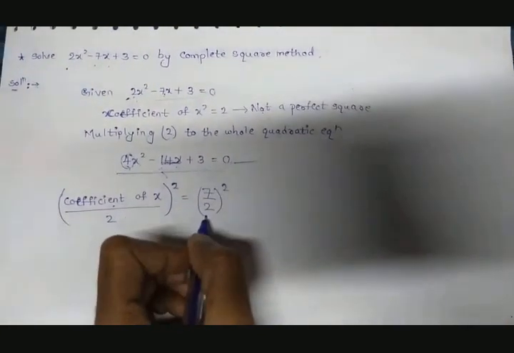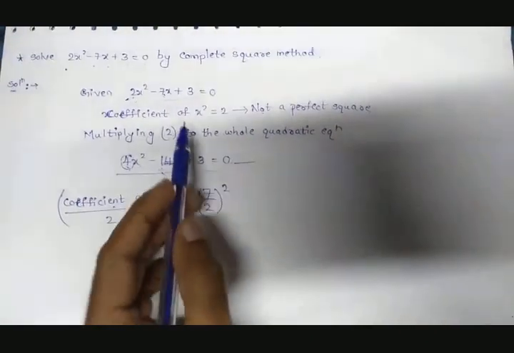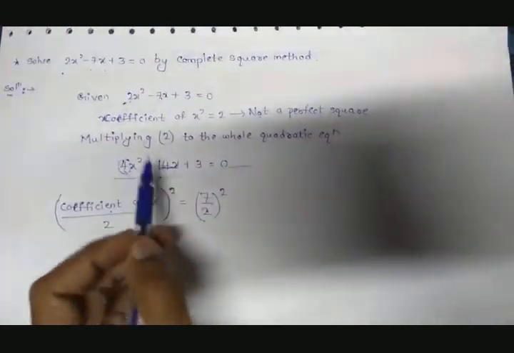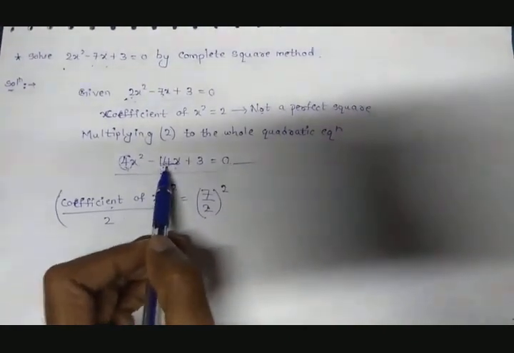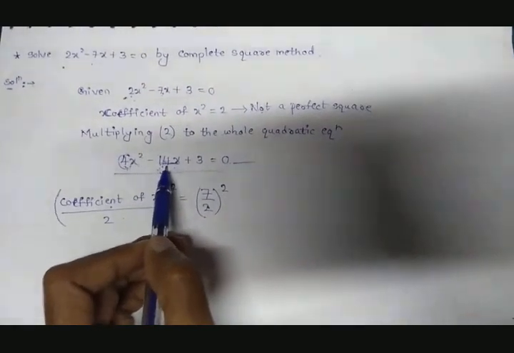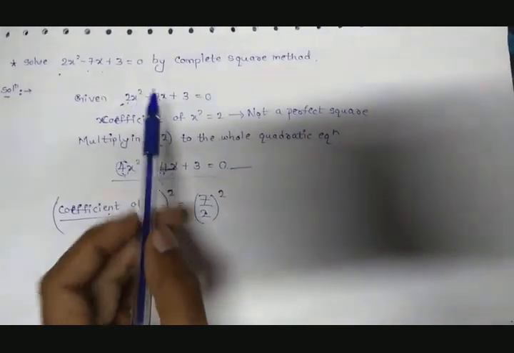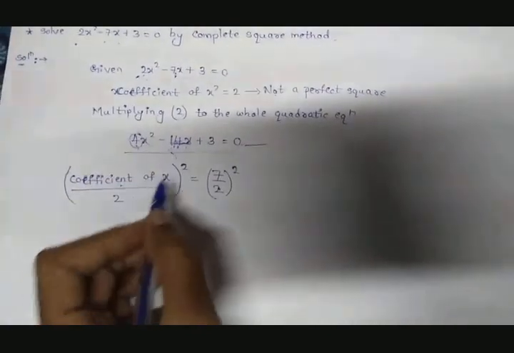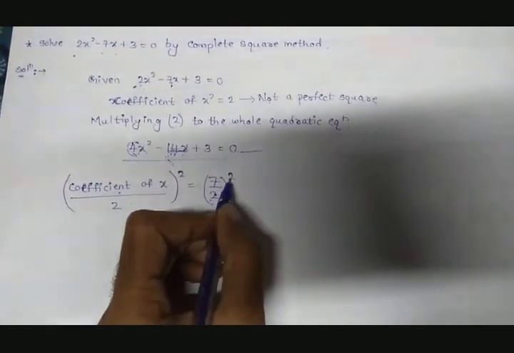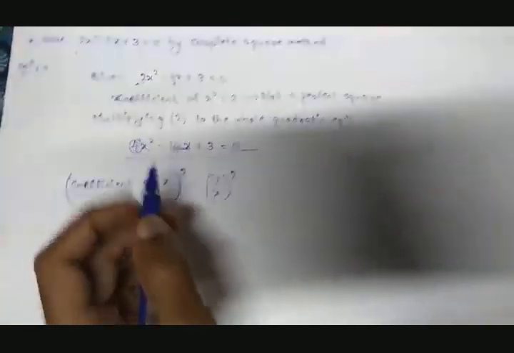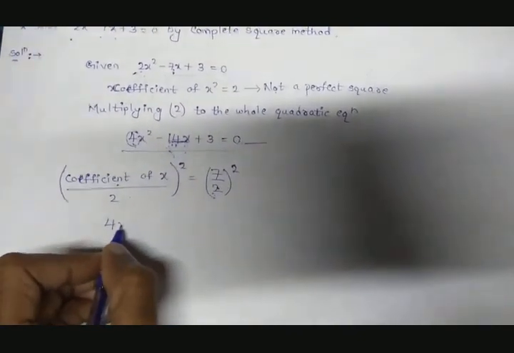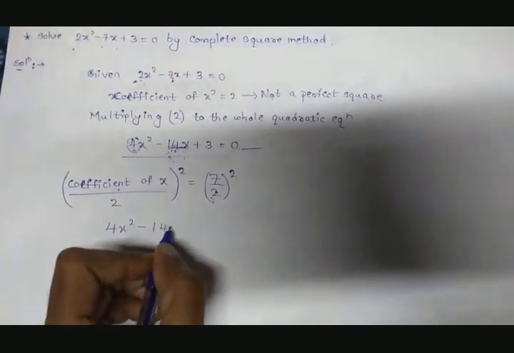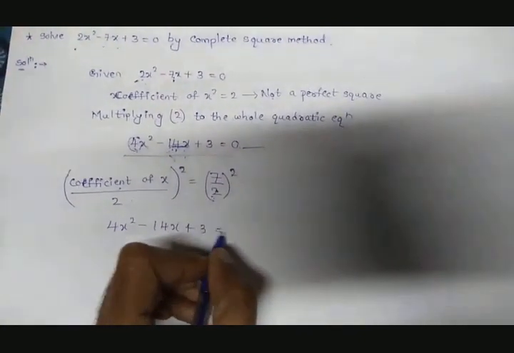So you have to add (7 by 2) whole square and subtract (7 by 2) whole square. You don't have to take 14 here. So don't get confused here. You have to take the coefficient of x which is given in the original equation. So you have to add (7 by 2) whole square and subtract (7 by 2) whole square to the quadratic equation. So again write down whatever they have given, plus 6 equals 0.